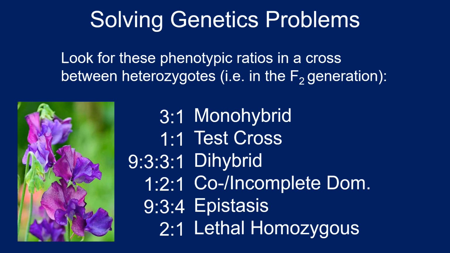If you see a 1-to-2-to-1 ratio, you're dealing usually with codominance or incomplete dominance. 9-to-3-to-4, that's going to tell you there's probably some form of epistasis going on. That's where you have two genes and one gene can override the effects of the other one. And then finally, if you see a 2-to-1 ratio, that tells you that some of the offspring are missing, probably because some of the combinations are lethal.